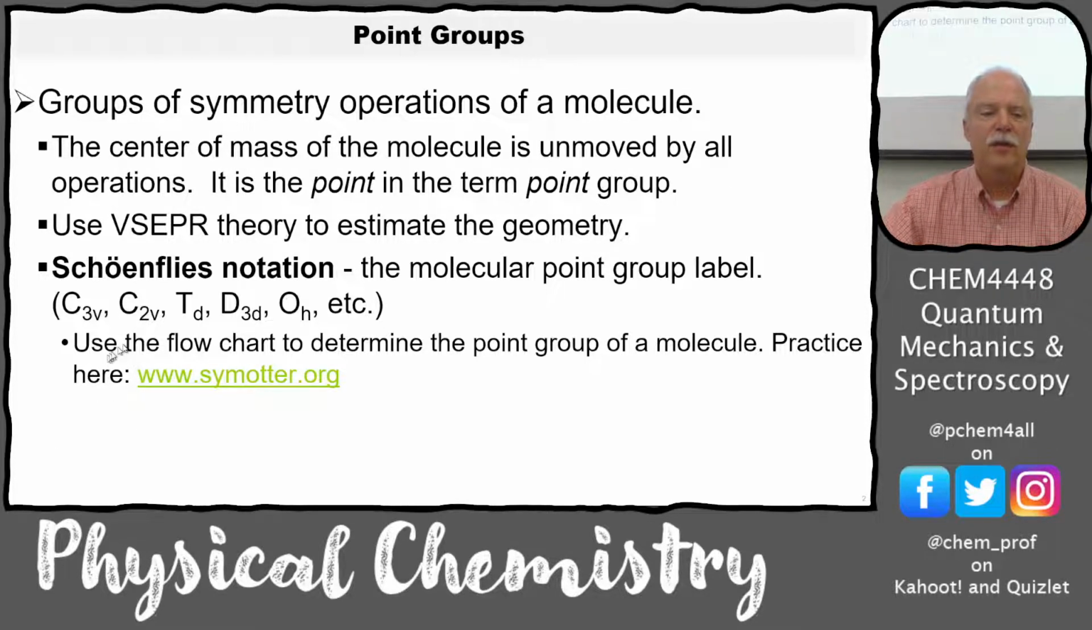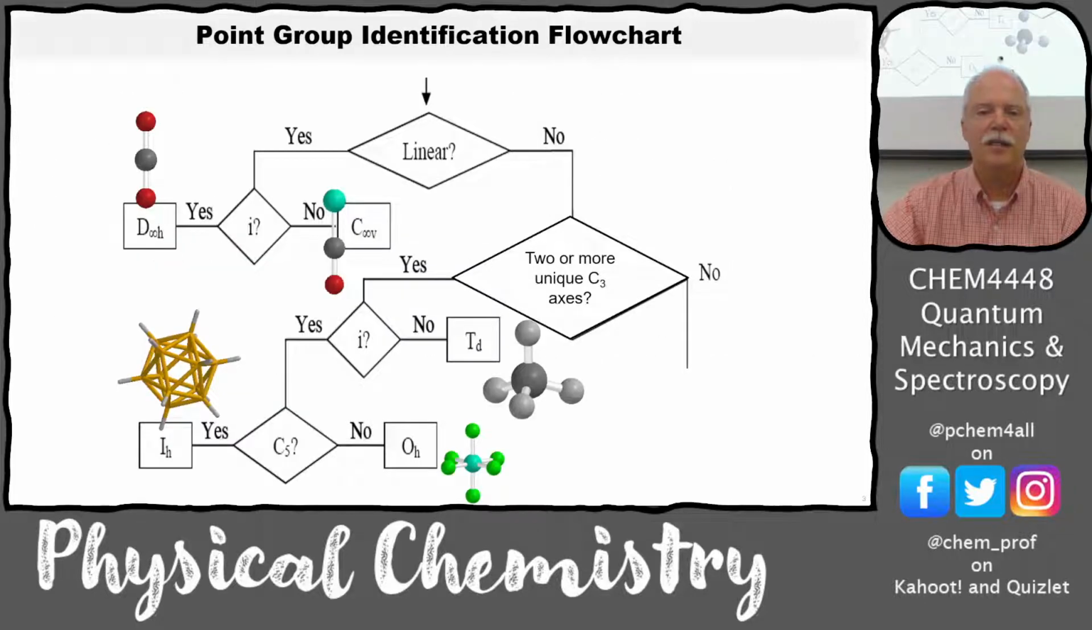And so we're going to use the flowchart that is being passed out right now to find the point group of a molecule. So let me walk through a flowchart similar to this, and then we'll go practice the Schonflies notation for point groups on Symmetry. Okay, so here's a generic way of looking at these molecules, this point group identification flowchart.